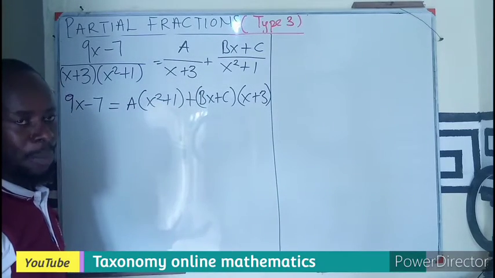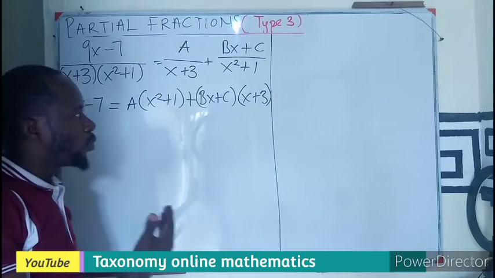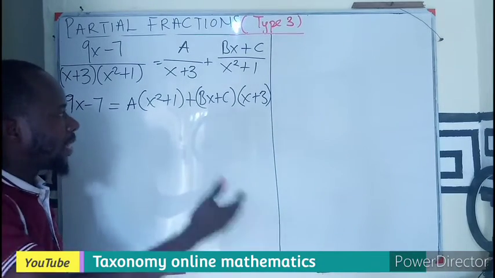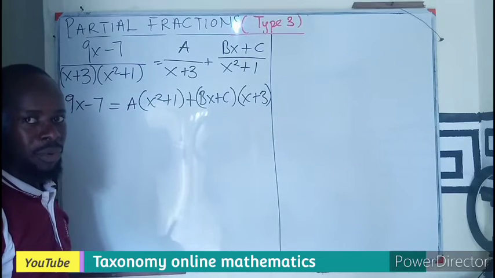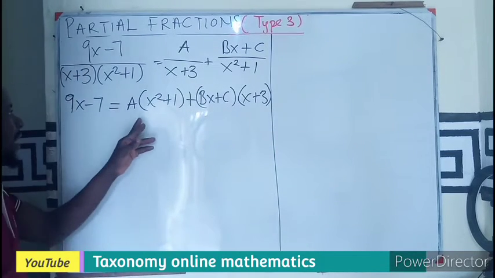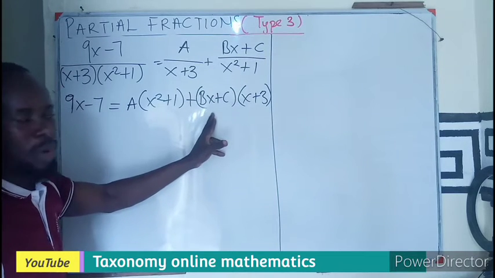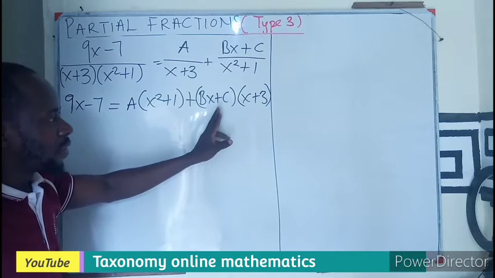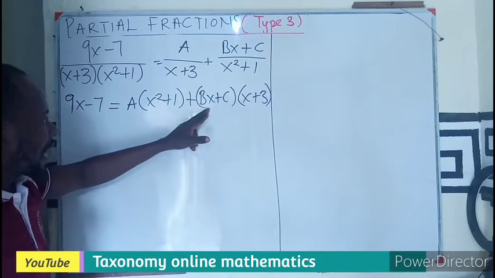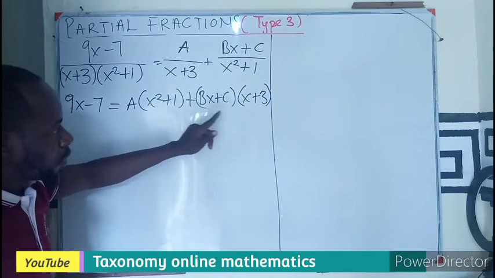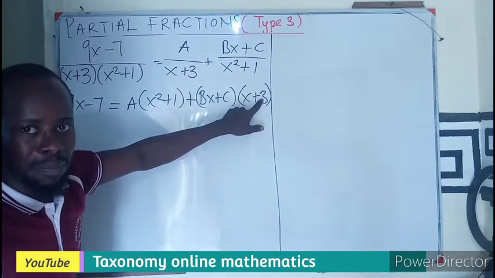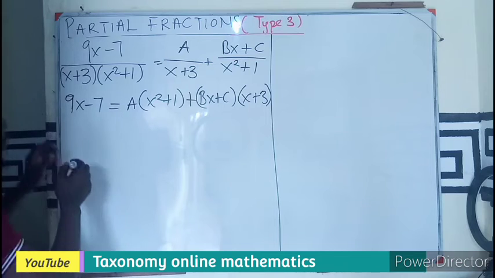So there are two approaches. One is to put a particular value of x to eliminate some of the variables, or compare the coefficients. If I look at this carefully, these two brackets are multiplying, so if I make this bracket become 0, it automatically makes this term also become 0. So if x is negative 3, negative 3 plus 3 will give us what? 0.